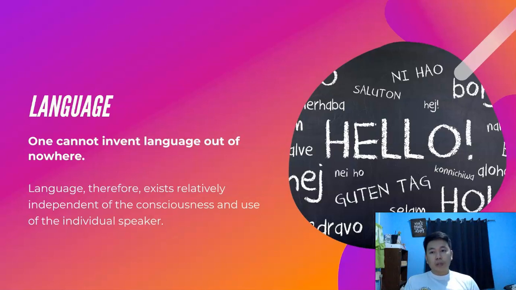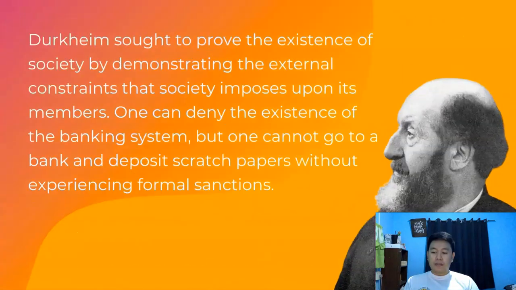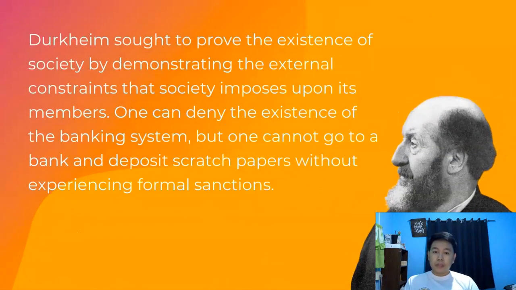In addition, Durkheim sought to prove the existence of society by demonstrating the external constraints that society imposes upon its members. For example, one cannot deny the existence of the banking system, because one cannot go to a bank and deposit scratch papers without experiencing formal sanctions.